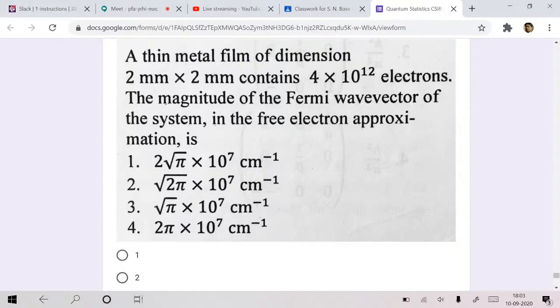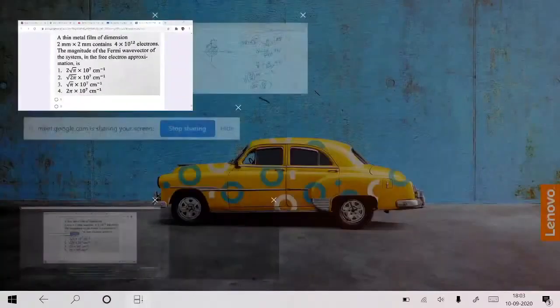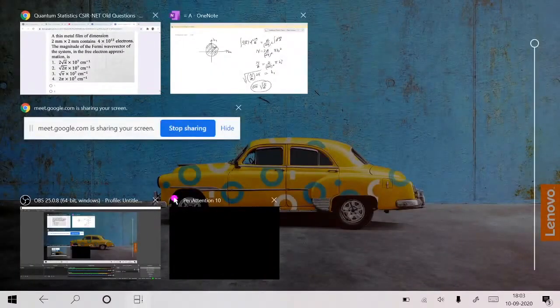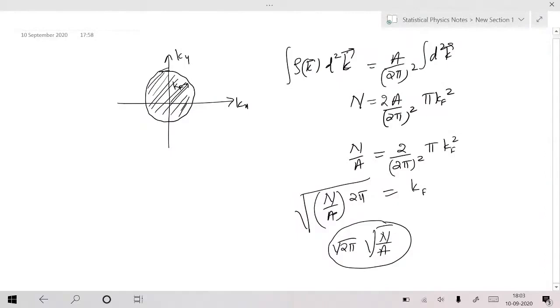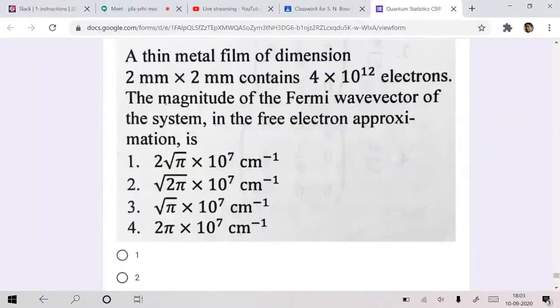So maybe the key is wrong, I think. Let me check out the official key answer. These are actually believed to be condensed matter point of view questions, but the theory is same. The same theory we apply in condensed matter. You don't have to think that this is condensed matter physics and we should discuss that one separately in condensed matter.